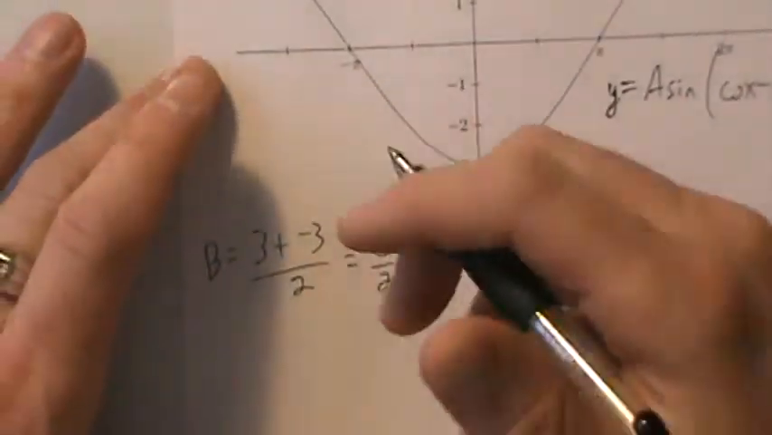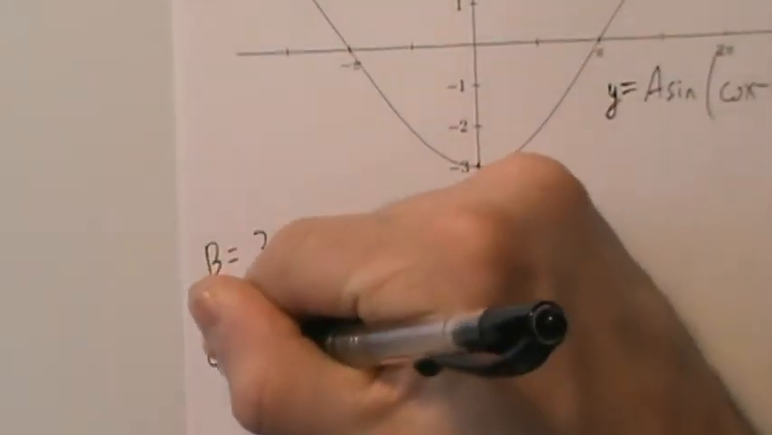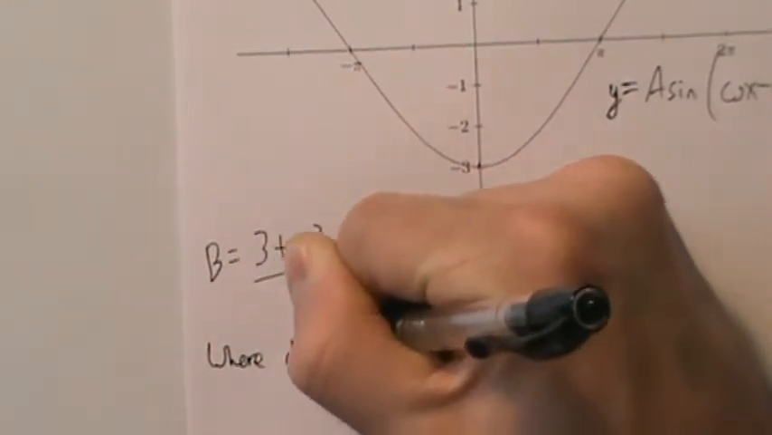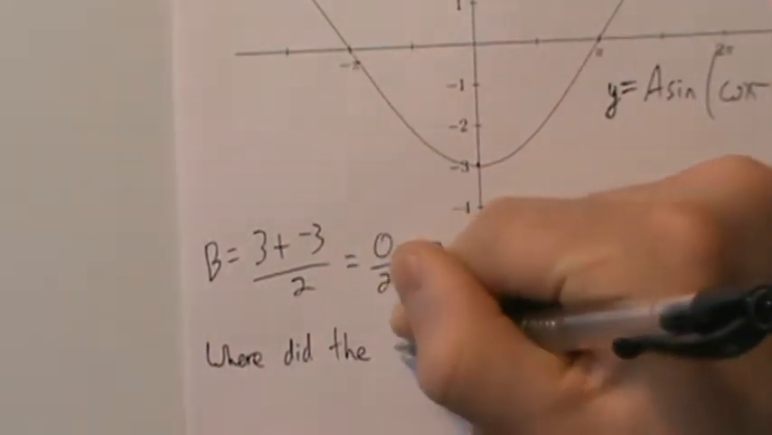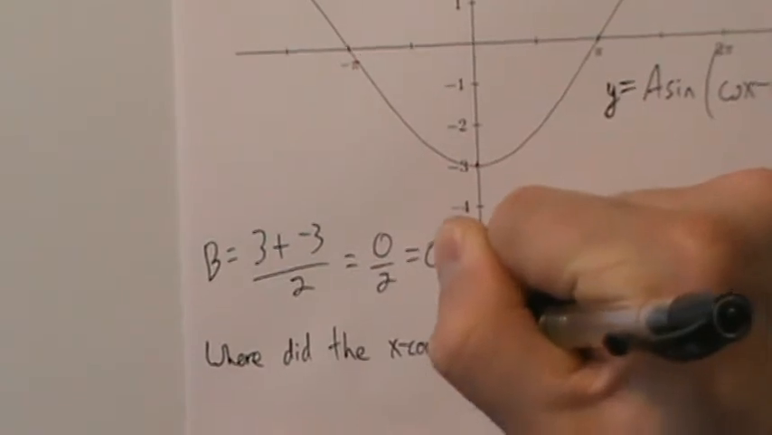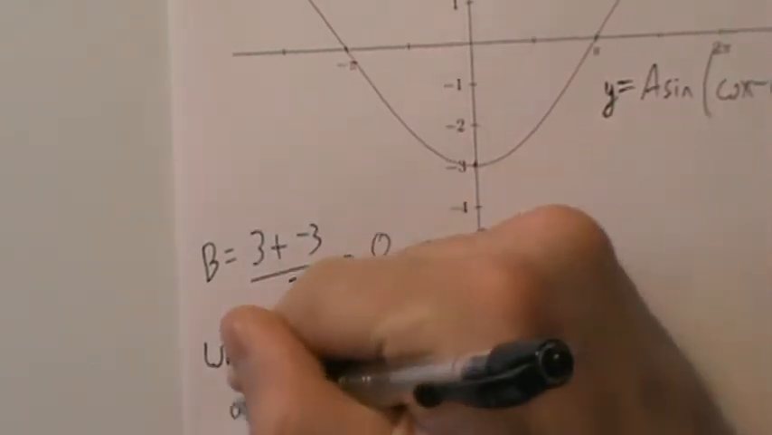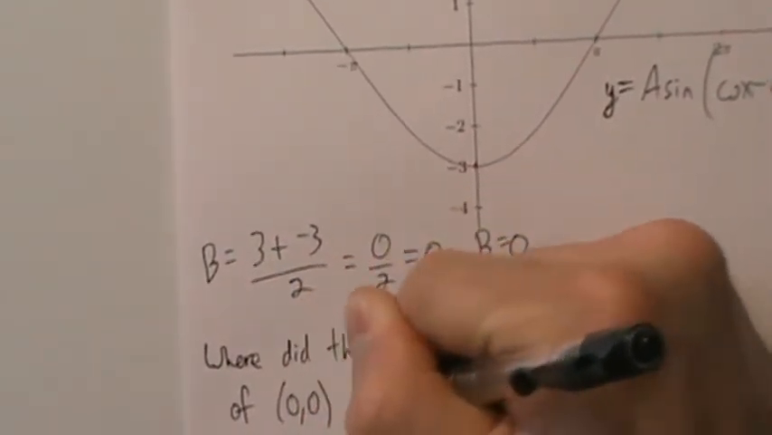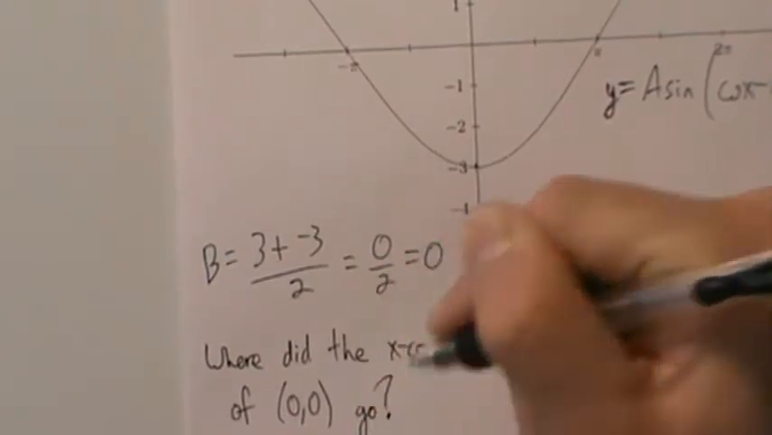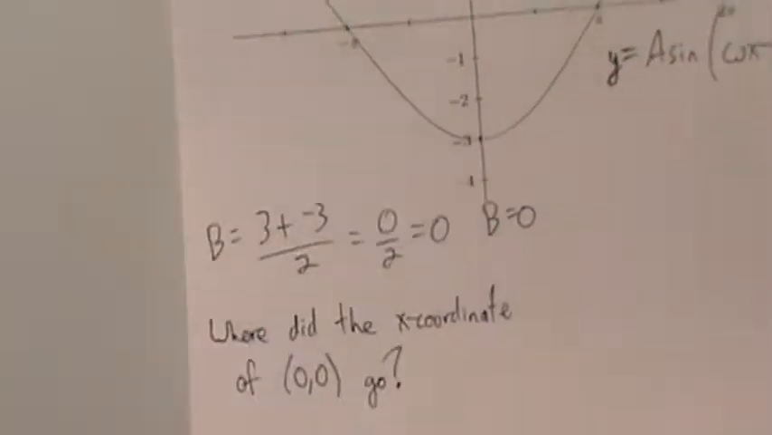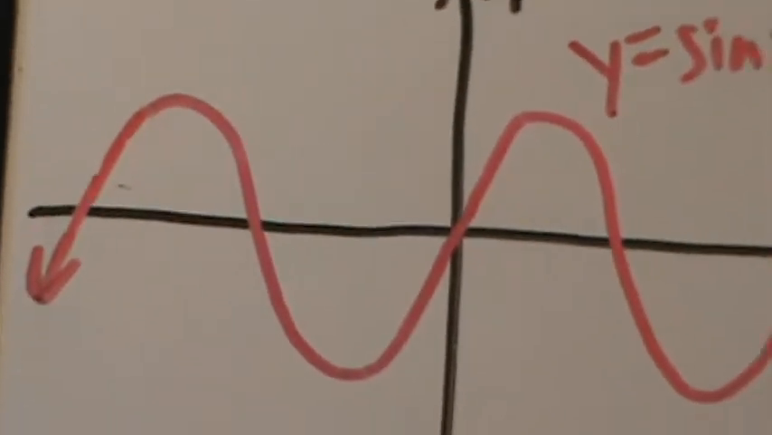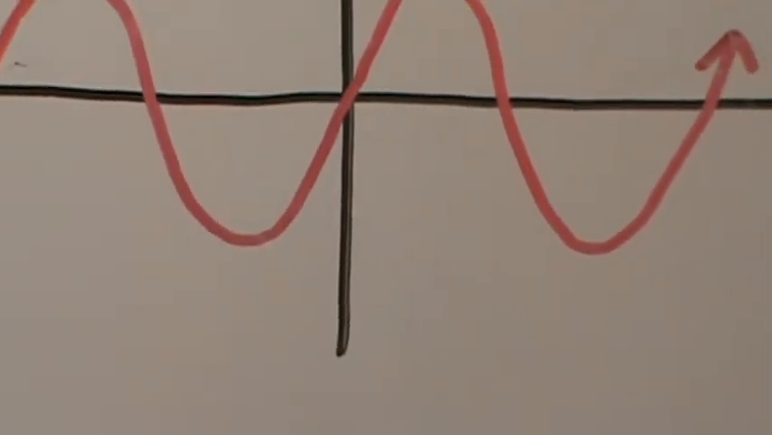What we do is we ask ourselves, where do the x coordinates of 0, 0 go? Okay, so if that sounds like a goofy question, it kind of sort of is, but let's look at the graph of sine. Okay, so maybe we should zoom out just a bit here.